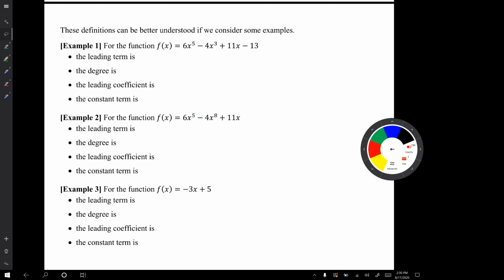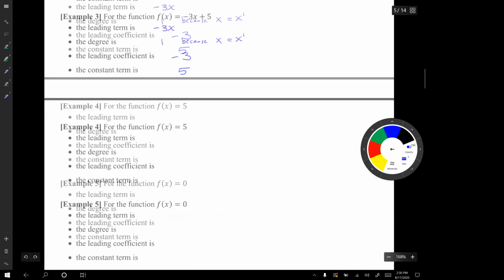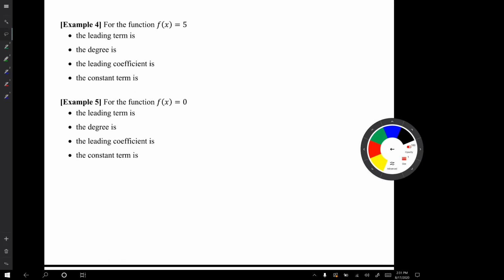For the function f of x equals minus 3x plus 5, the leading term is minus 3x. The degree is 1 because x can be written as x to the first power. The leading coefficient is minus 3. The constant term is the number 5. For the next example, we're going to consider the function f of x equals 5. This is a constant function.